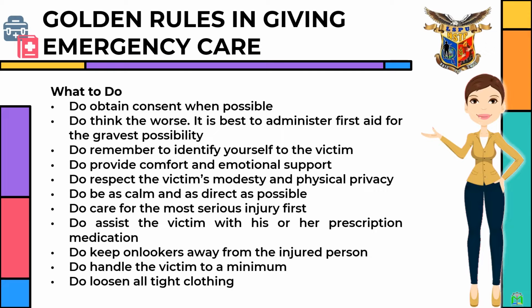The golden rules in giving emergency care. What to do. Do obtain consent when possible. Do think the worst. It is best to administer first aid for the gravest possibility. Do remember to identify yourself to the victim. Do provide comfort and emotional support. Do respect the victim's modesty and physical privacy. Do be as calm and as direct as possible. Do care for the most serious injury first. Do assist the victim with his or her prescription medication. Do keep onlookers away from the injured person. Do handle the victim to a minimum. Do loosen all tied clothing.